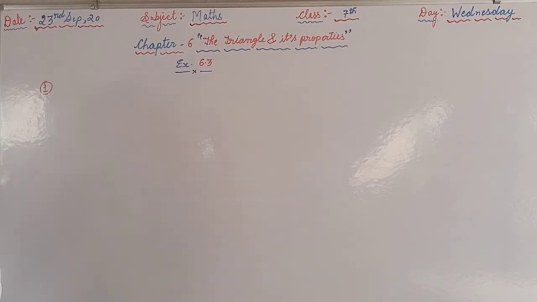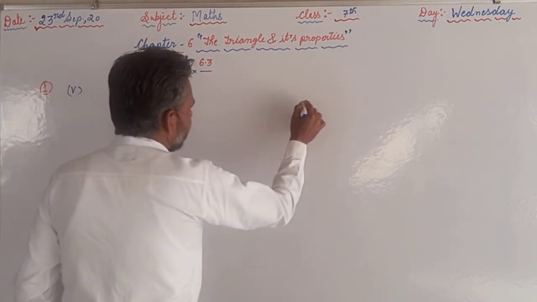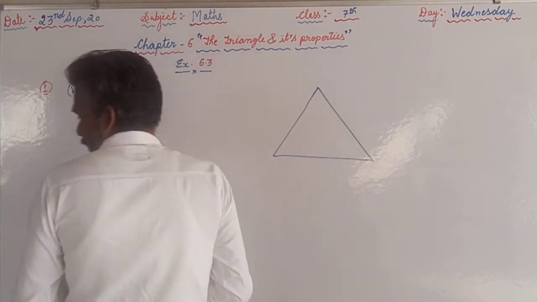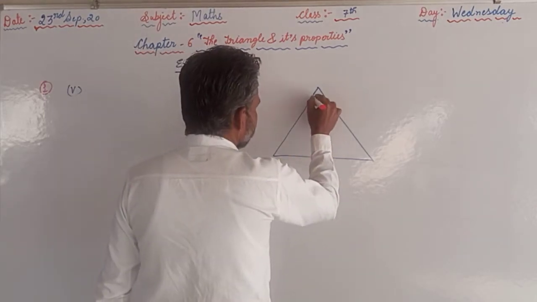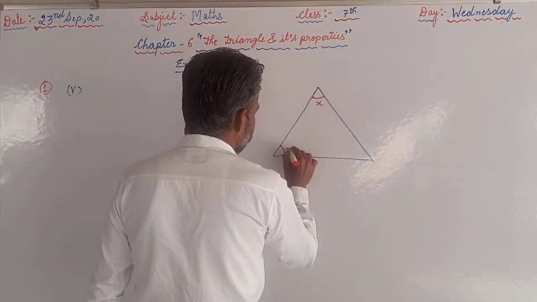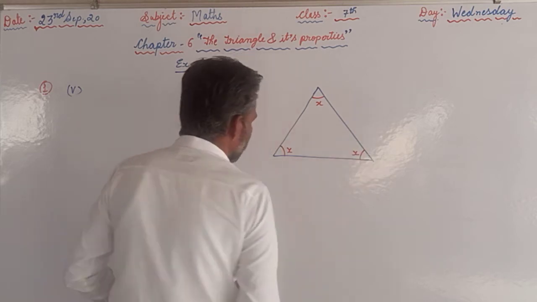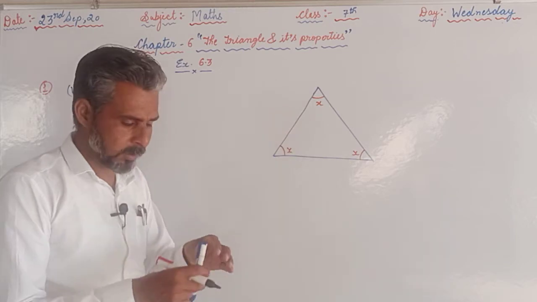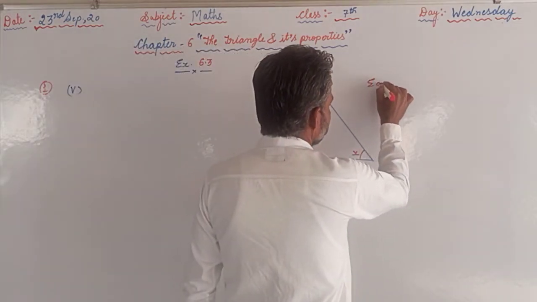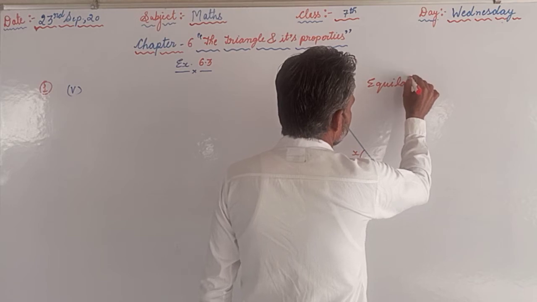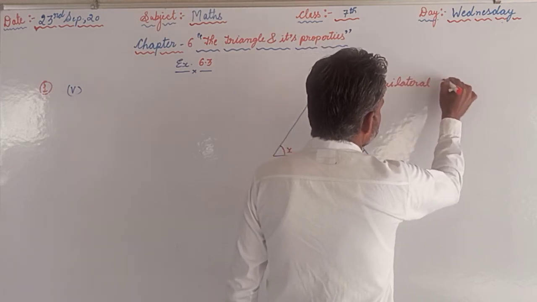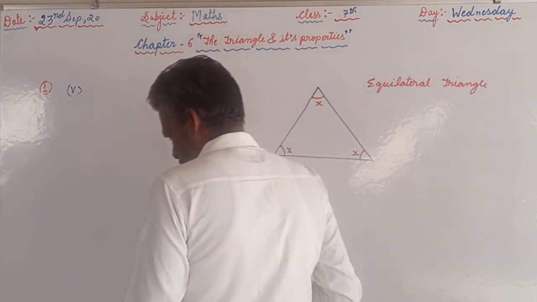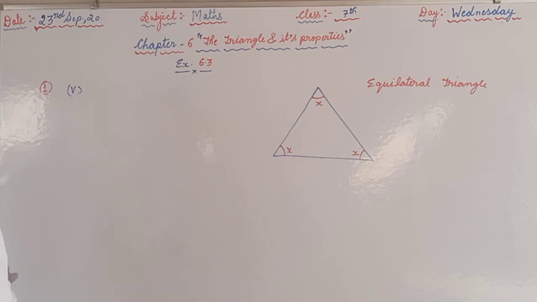So in part 5, we are given the diagram like this, in which all the angles are given, that is x, x, x. If all the angles of a triangle are equal, then the name of the triangle is equilateral triangle, because all the angles are equal. If all the angles are equal, then all the sides will also be equal.